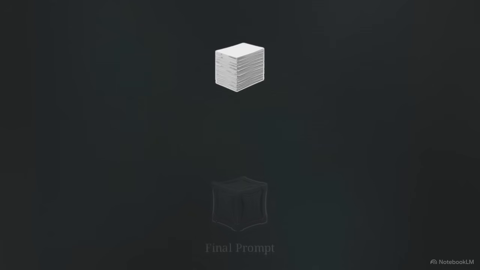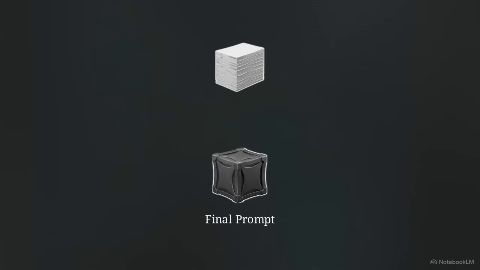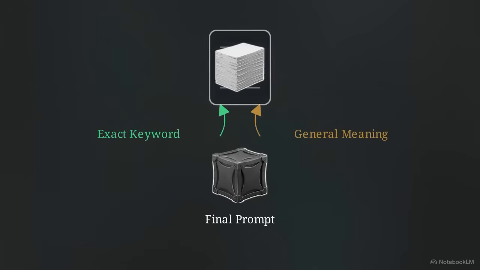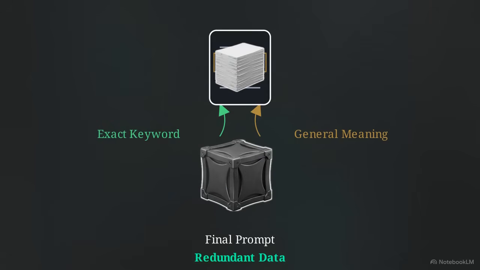To find the right documents, modern pipelines use hybrid retrievers. They search your database by exact keyword, and they also search by general meaning. Because these two search systems run parallel, they routinely grab the exact same paragraph of text through two different paths and stuff both copies into the final prompt.